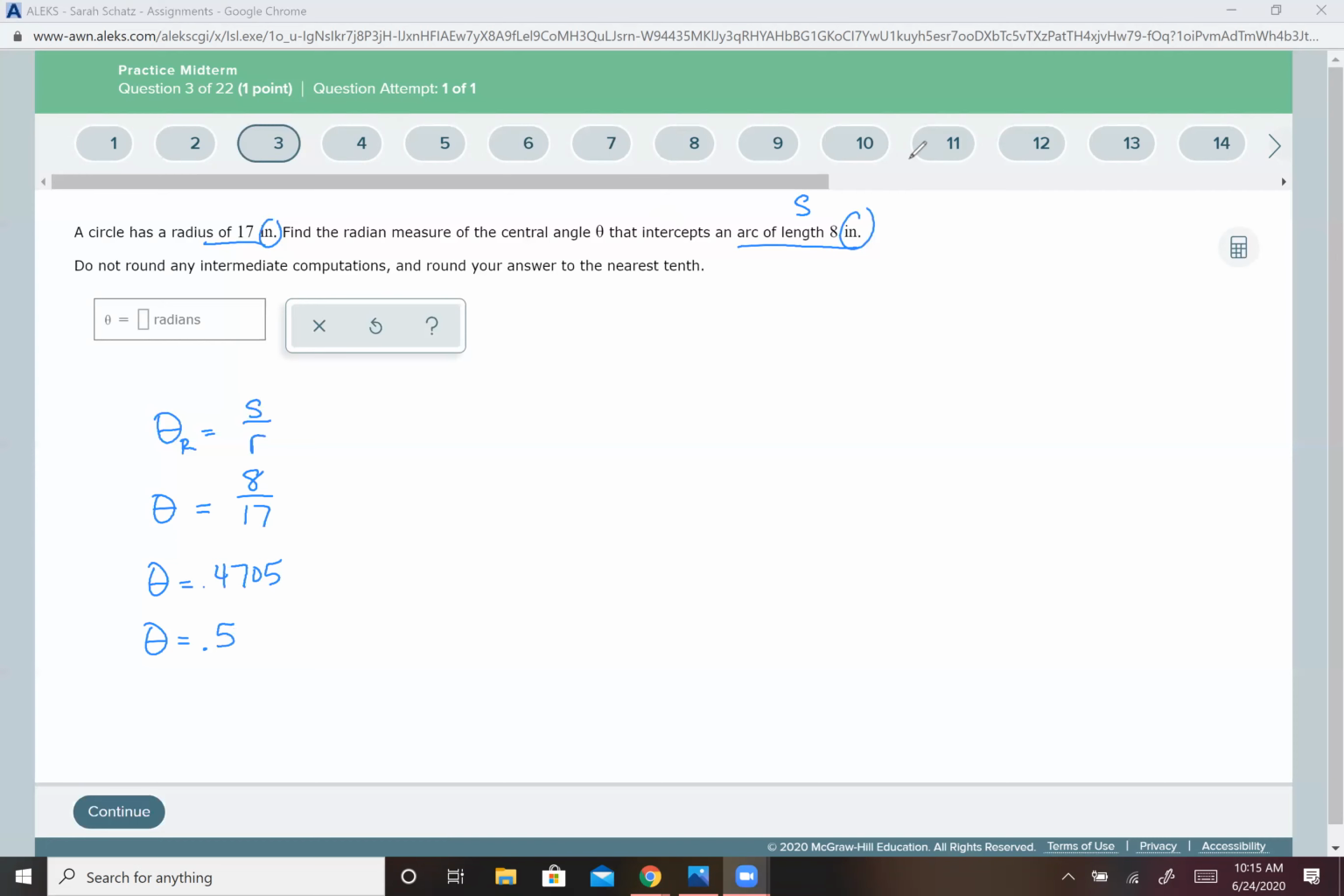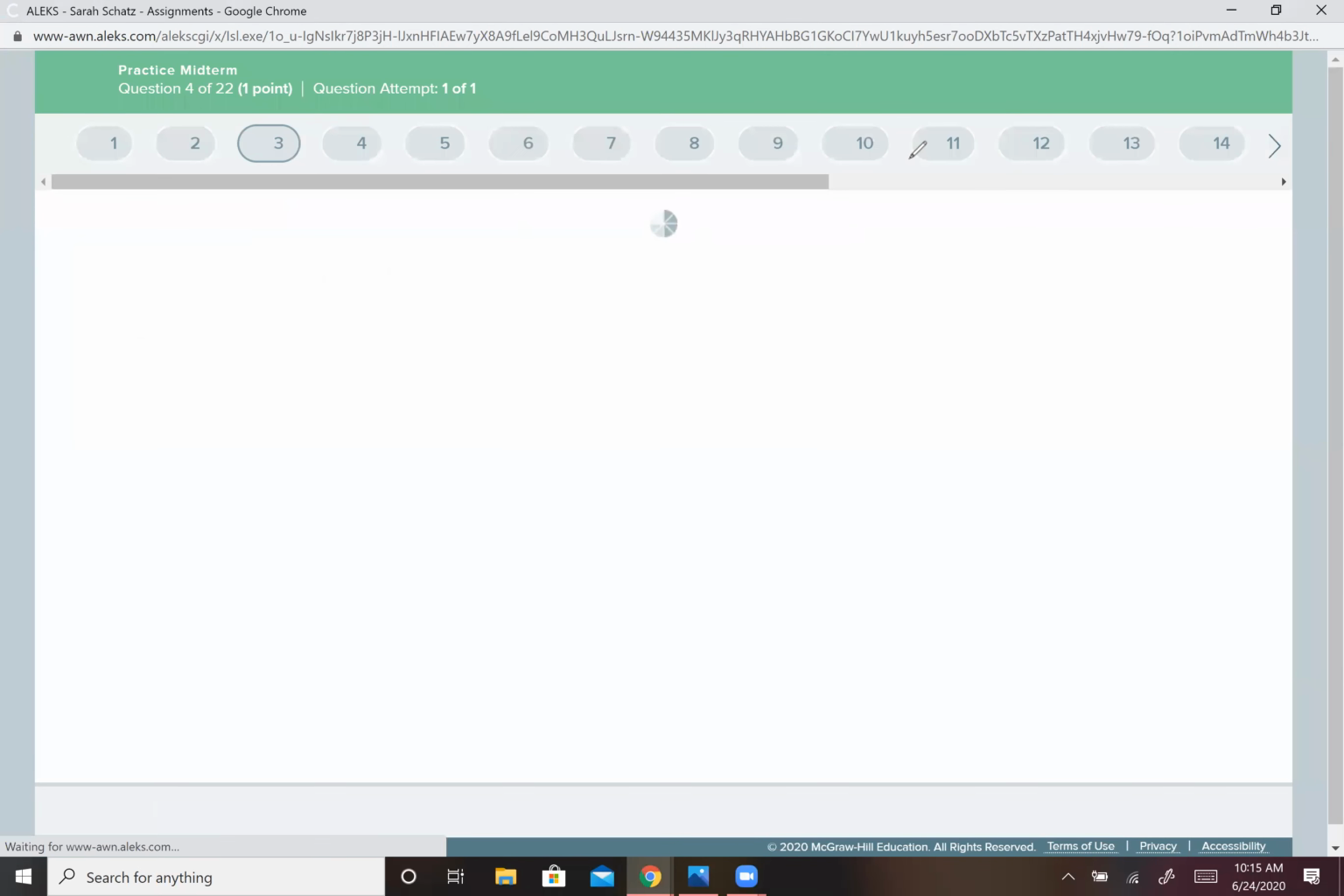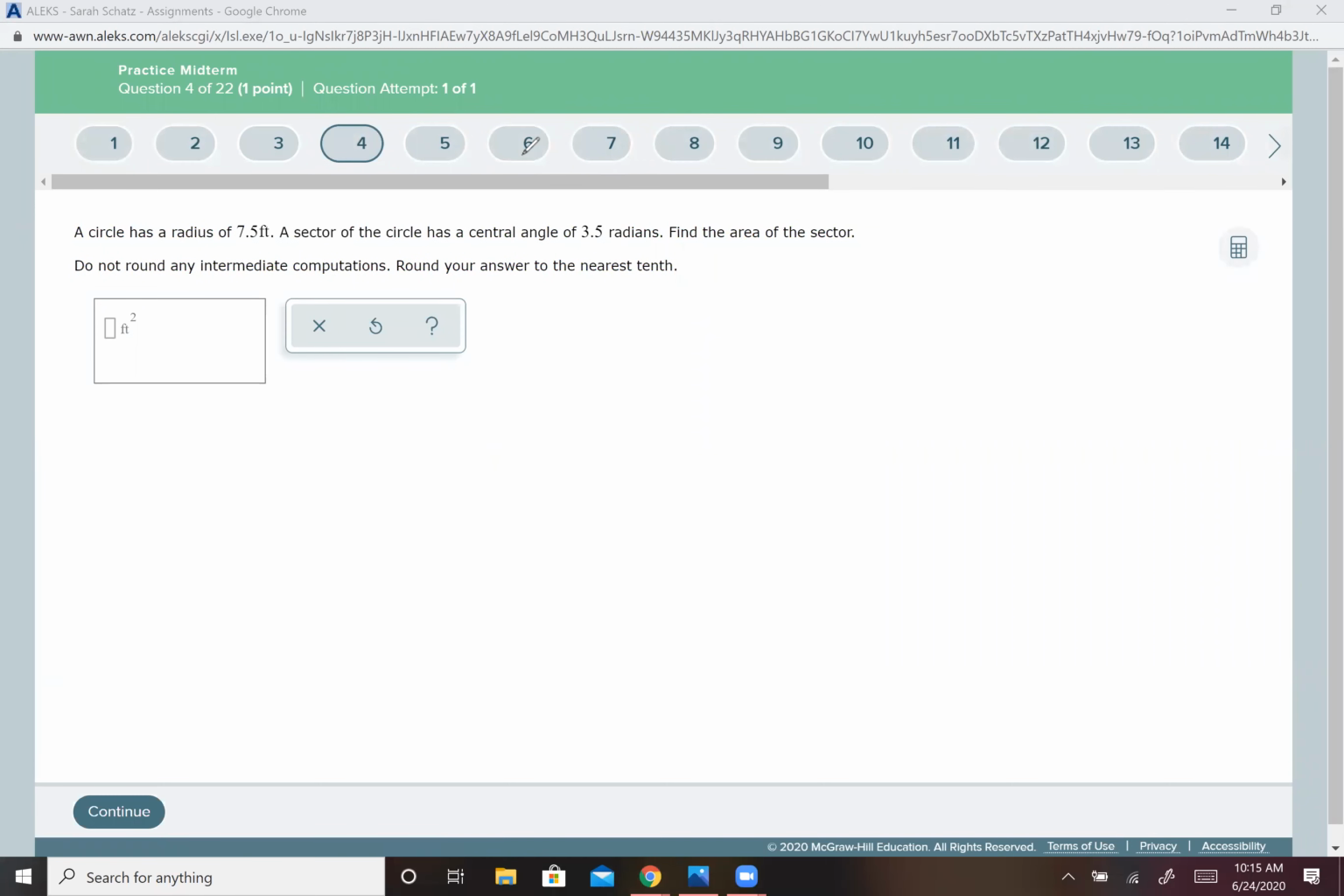All right. Let's look at the next question. We have a circle with a radius measure again. This time we're not looking for radian measure. We are looking for the area of the sector.